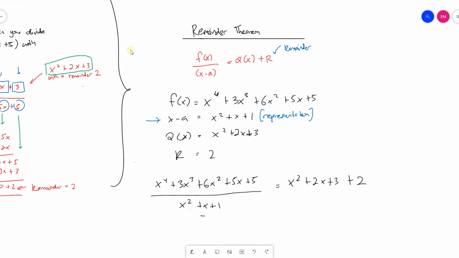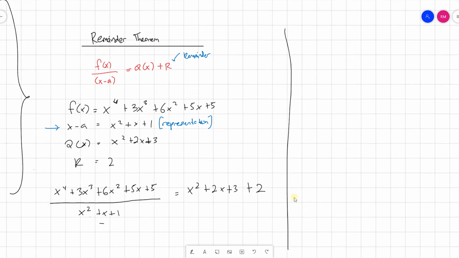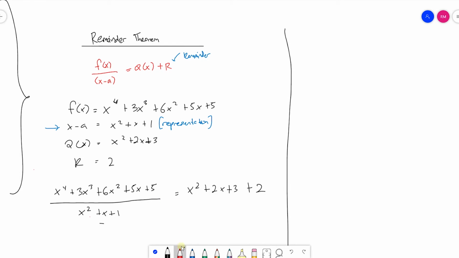So what is the purpose of this formula? It's very important for us to know. Let me rearrange it so that I can show you what is happening here. I can rewrite f(x) is equal to, I can simply bring x minus a up, so x minus a times q(x) plus r. So this is the general formula for the remainder theorem.